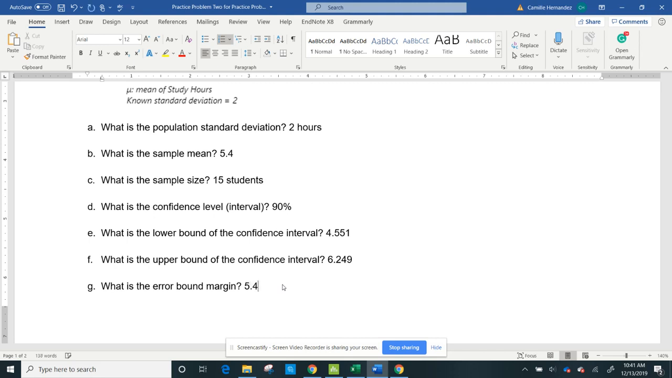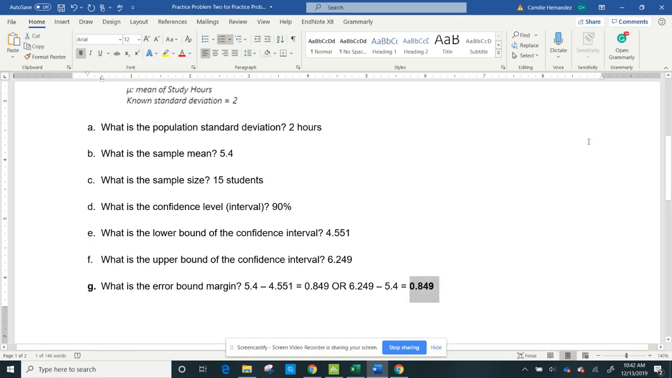So I'm going to do 5.4, which was my sample mean that I got, minus 4.551, which is my lower bound. So I'm going to do 5.4 minus 4.551, and I get 0.849. All right. Or remember, I can do an or and do 6.249 minus 5.4. So what do I get from that? I do 6.249 minus 5.4. And guess what? I get 0.849. So again, my error bound margin is 0.849.